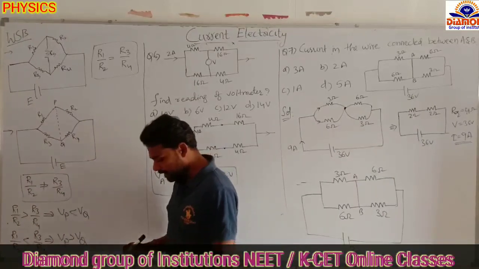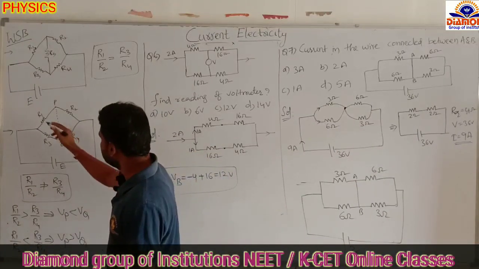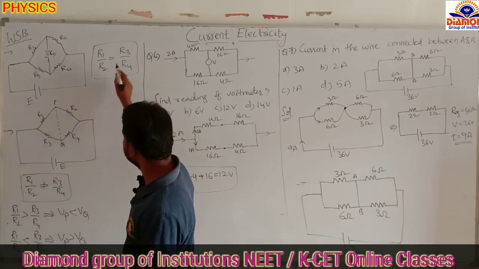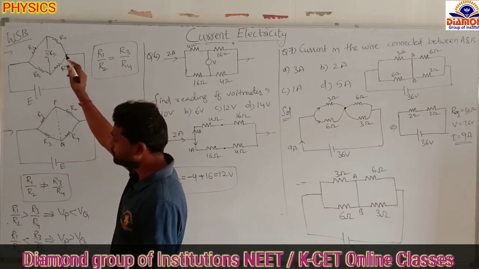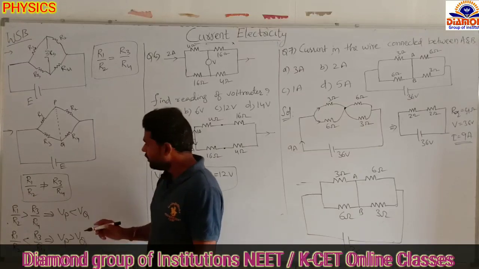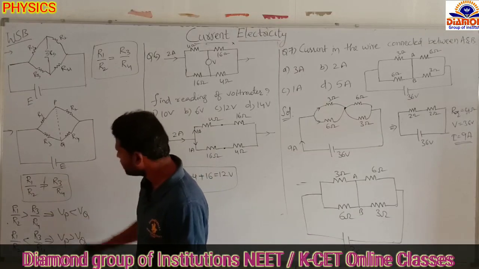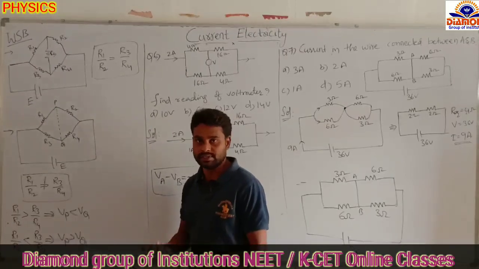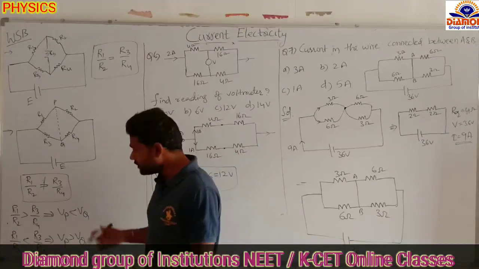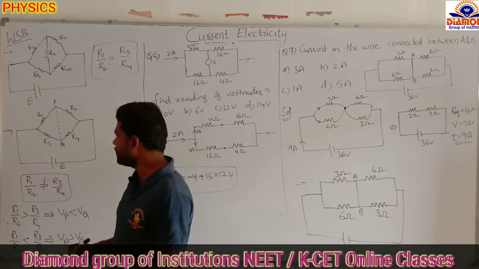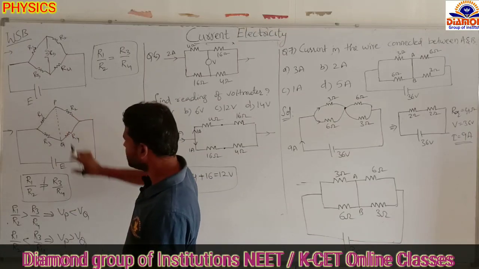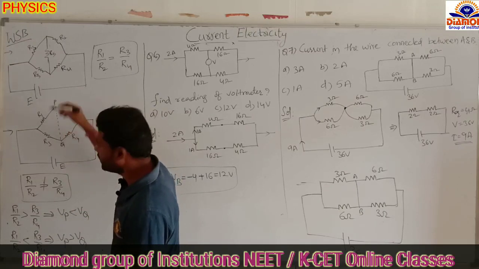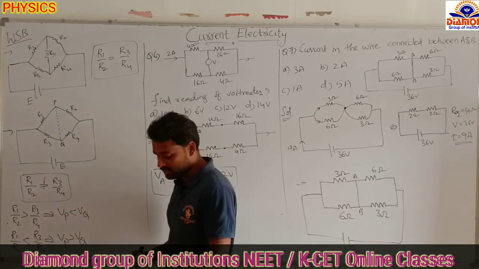Unbalanced condition. Unbalanced condition means, see now here, we have to find R1 by R2 and R3 by R4. If we get them equal, then that is a balanced Wheatstone bridge. If it is not equal, the ratios are not equal, then that is an unbalanced Wheatstone bridge. And in the exam, they may give an unbalanced Wheatstone bridge and ask what is the direction of the current, from P to Q or Q to P. That we have to find.